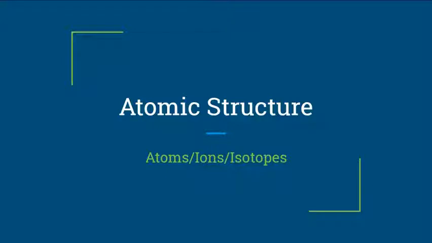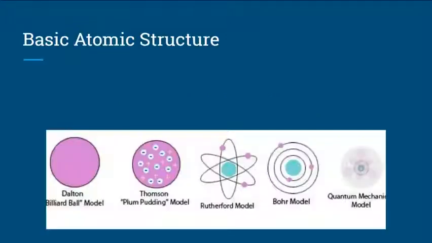Hello, everyone. So for this video, we're going to be talking about atomic structure and some of the terms associated with the change in atomic structure, like ions and isotopes. I wanted to start off with just a quick rundown of what we've already talked about in terms of the history and the origin of the model of the atom.